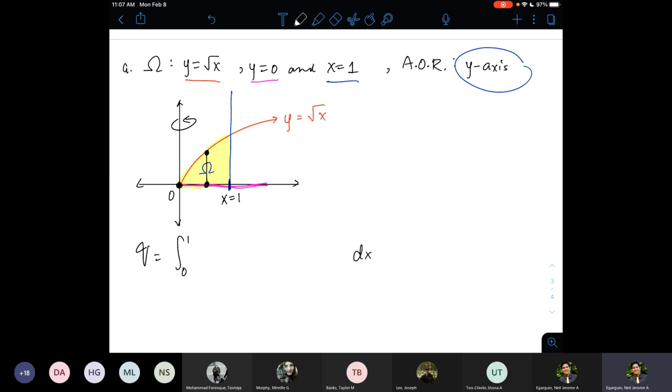And then the strips, vertical strips, would be parallel to the axis of revolution, because the axis of revolution is the y-axis. So here I will be using cylindrical shells. Again, because the strips that I decided to use were parallel to the axis of revolution. So that means the integrand will consist of the formula for the surface area of cylinders. So it's going to be 2 pi radius times height.